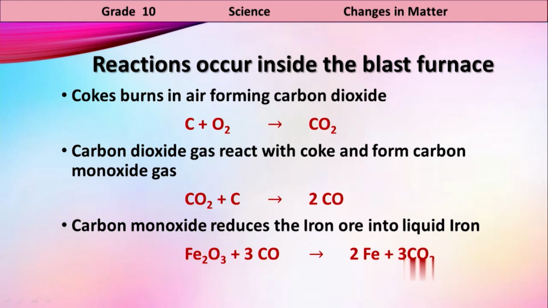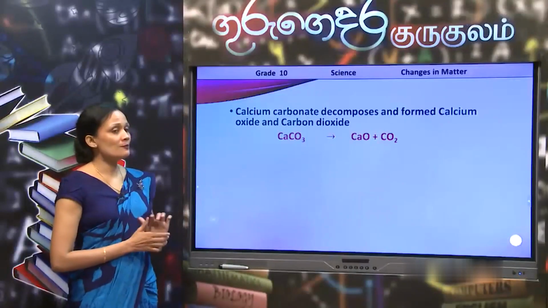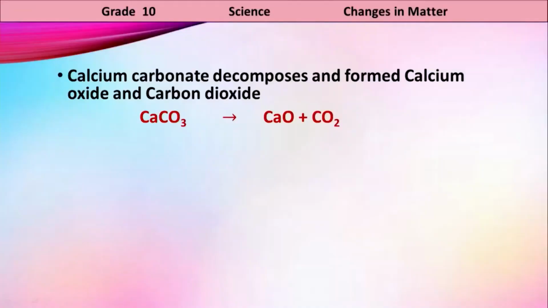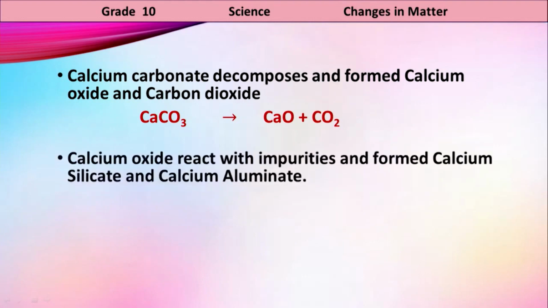If we consider the iron ore, not only hematite is present; there are some impurities present with hematite like silica or alumina. So we need to remove those impurities. For that we use calcium carbonate. Because of the heat present inside the furnace, the calcium carbonate decomposes and forms calcium oxide and carbon dioxide. That calcium oxide reacts with the impurities and forms calcium silicate and calcium aluminate.